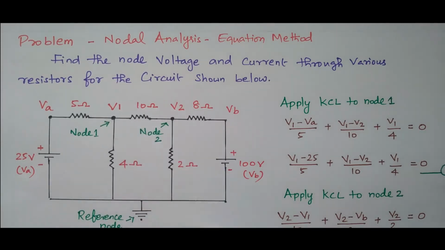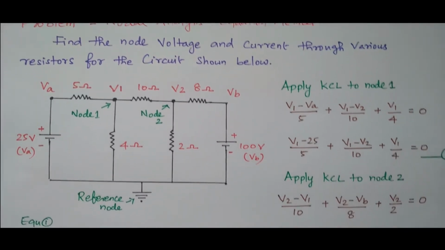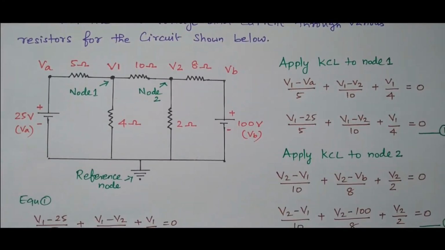So now consider this diagram. There are two voltage sources available, 25 volt and 100 volt. We'll take this as VA and this as VB. Then various resistors are available. What is a node? A node is nothing but a junction point where all the elements are connected together.